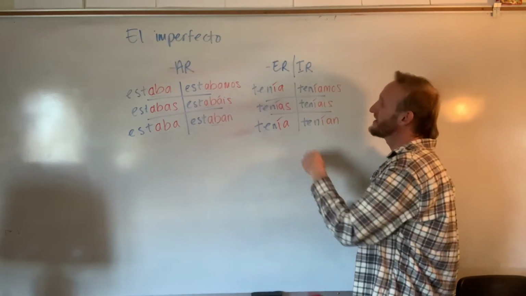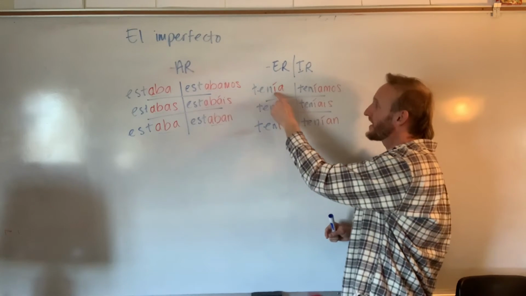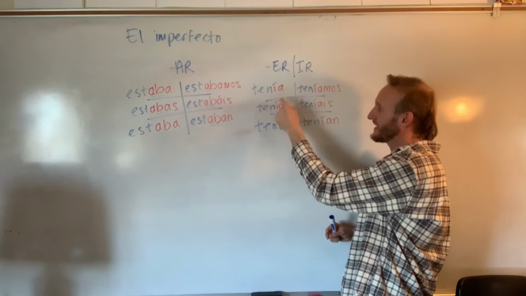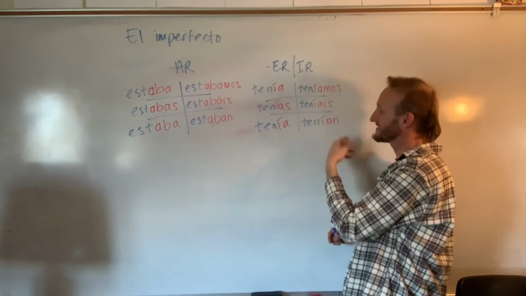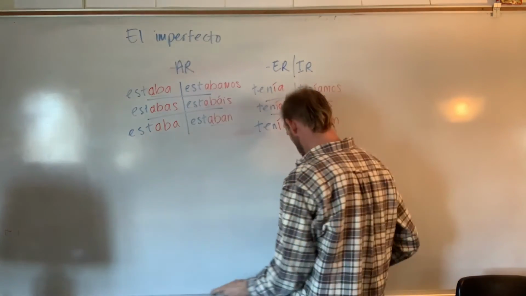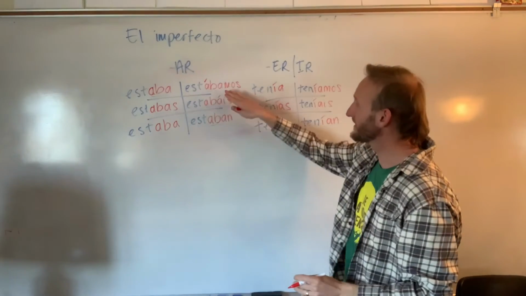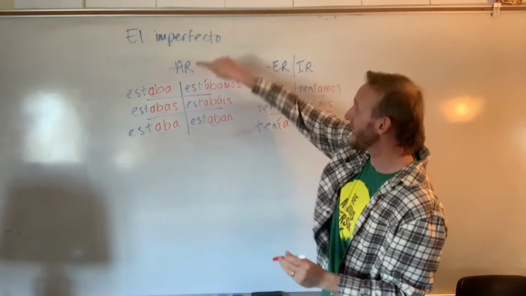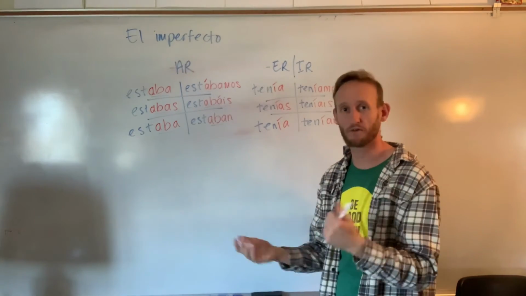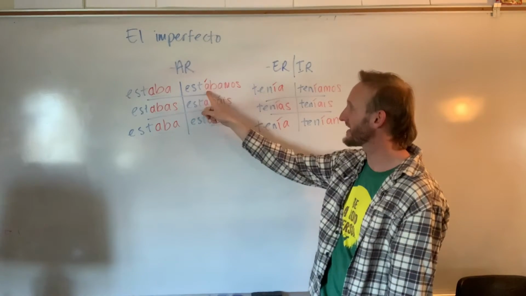Same thing here. The common denominator in all these conjugations of tener in the imperfect is that they all have this accented i and an a. Tenía, tenías, tenía, teníamos, teníais, tenían. I forgot one thing. Let's go back here. Estábamos. The nosotros ending for AR verbs is always going to have an accented a. So estábamos, jugábamos, celebrábamos. It's always going to have that accented a.